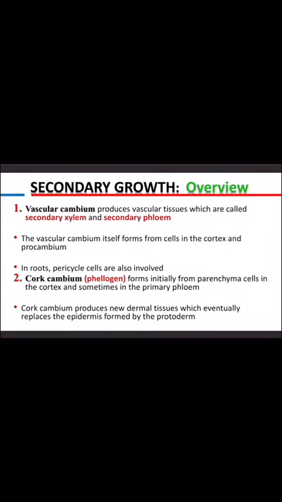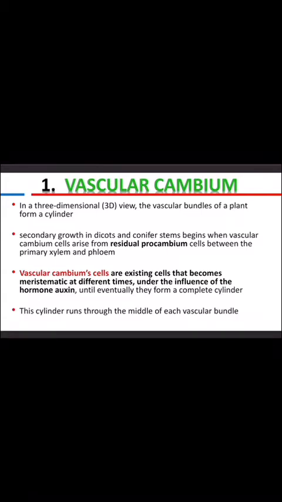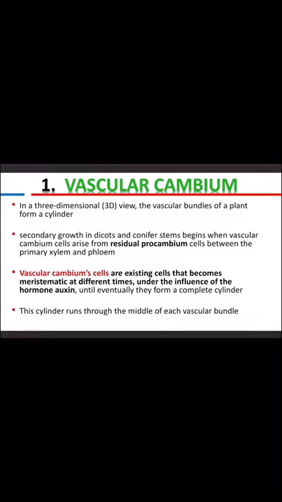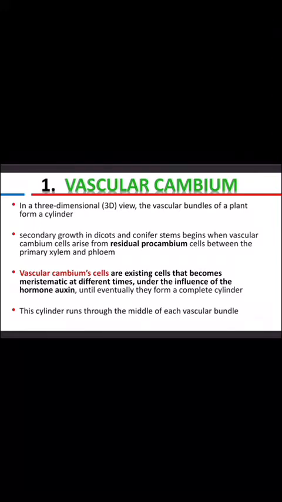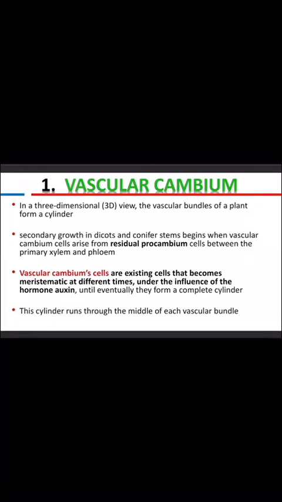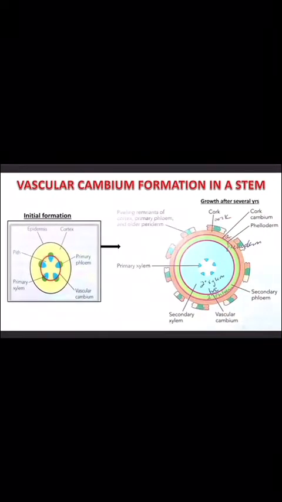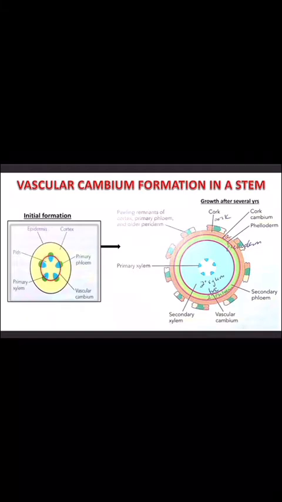So vascular cambium produces vascular tissues which are called secondary xylem and secondary phloem. And cork cambium, phellogen, forms initially parenchyma cells. And the secondary growth in dicots and conifer stems begins when vascular cambium cells arise from residual procambium. This is important. And vascular cambium cells are existing cells that become meristematic at different times under the influence of hormone auxin. Auxins are responsible for this. And look at this, in a stem, vascular cambium formation in a stem.